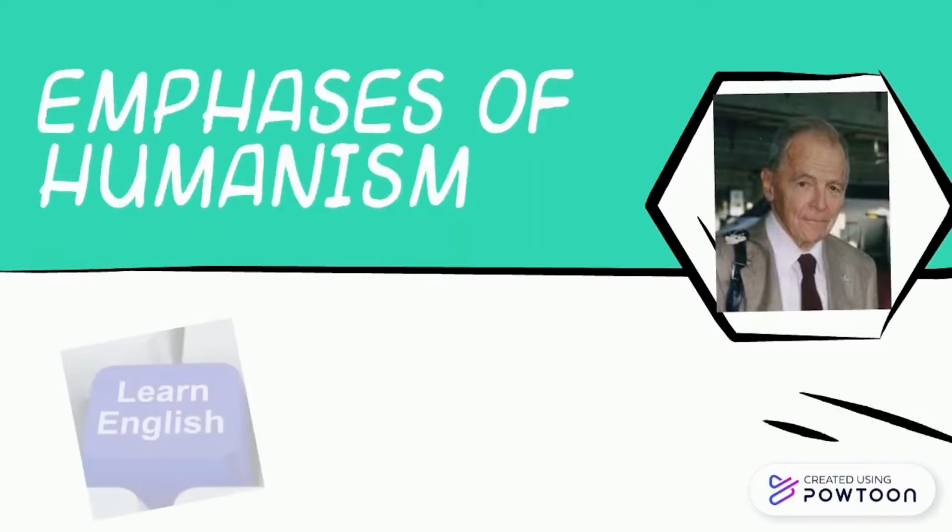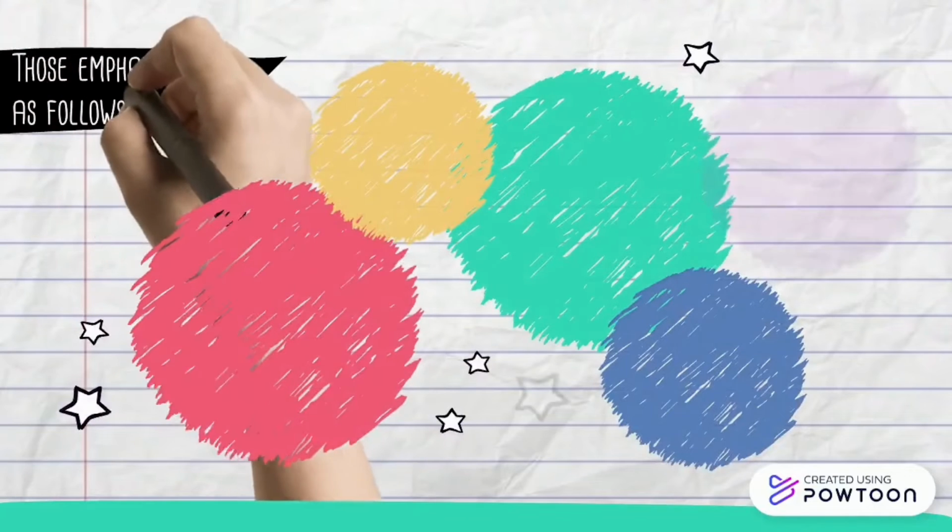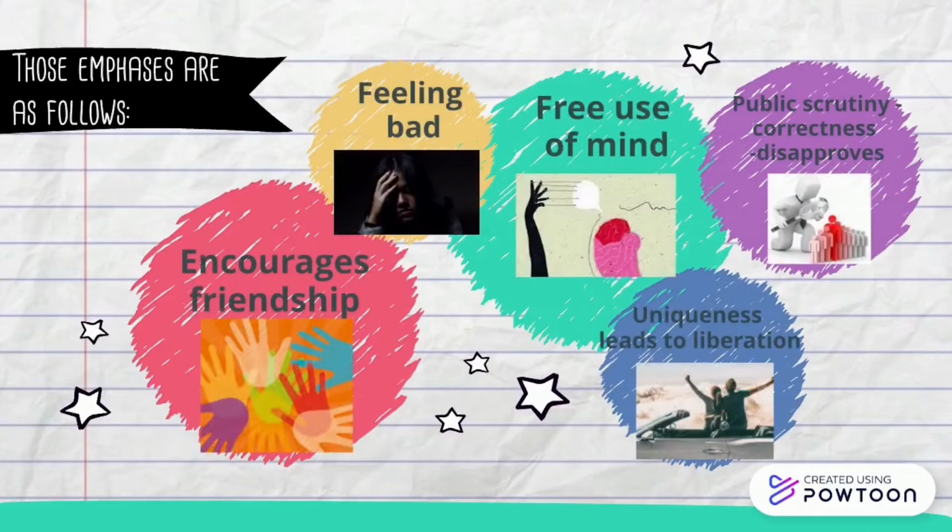It was then that in 1990, Stevick states that the word humanism has been used with different meanings in the field of foreign language learning. These have five overlapping emphases. Those emphases are as follows: Feelings. Humanism rejects whatever causes people to feel bad. Social relations. Humanism encourages friendship and rejects anything that could reduce it.